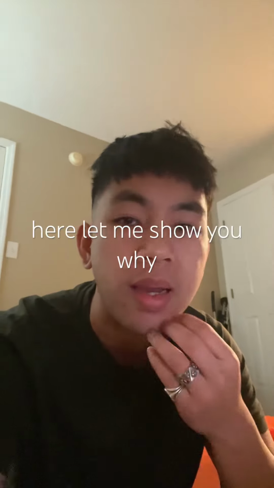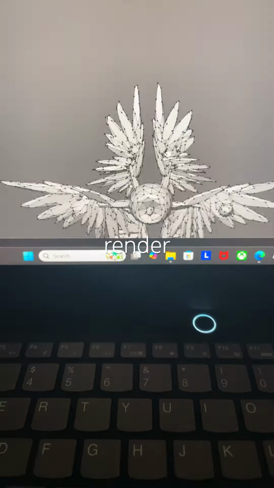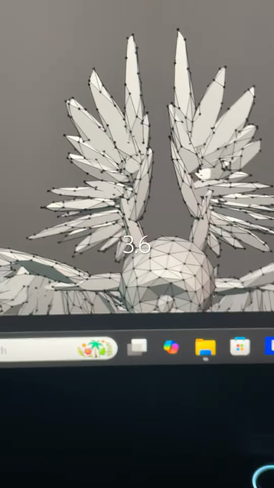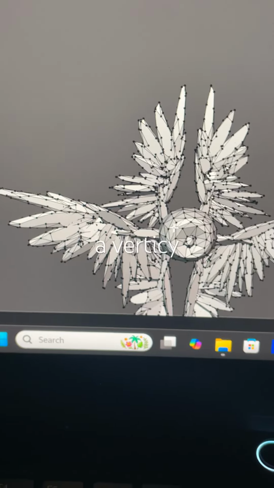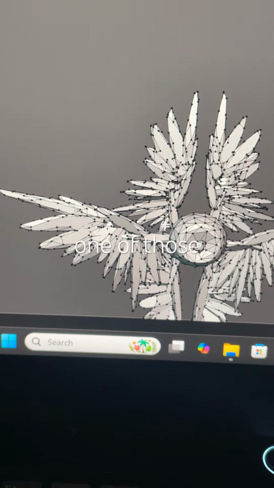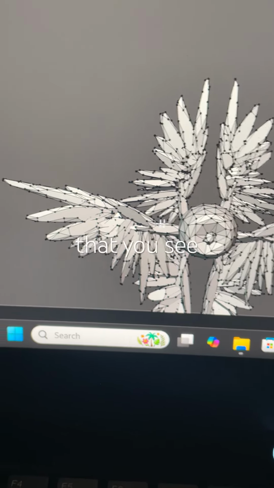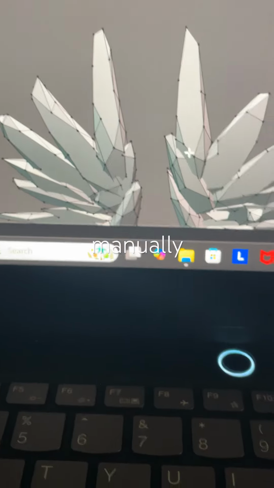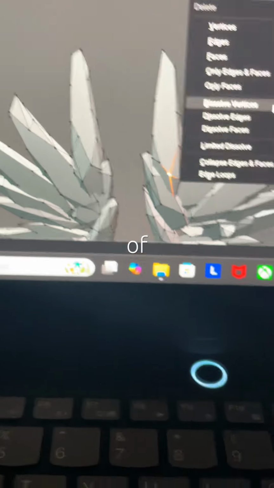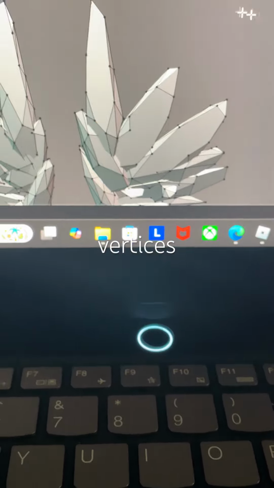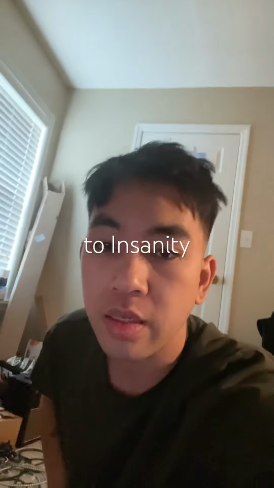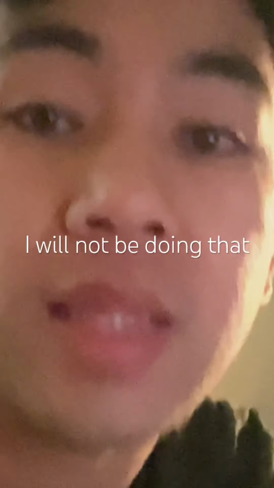Here, let me show you why AI is important. This render originally had 3.6 million vertices, and a vertex is one of those lines that you see. To manually study the topology of this and manually remove vertices is equivalent to insanity. No, I will not be doing that.